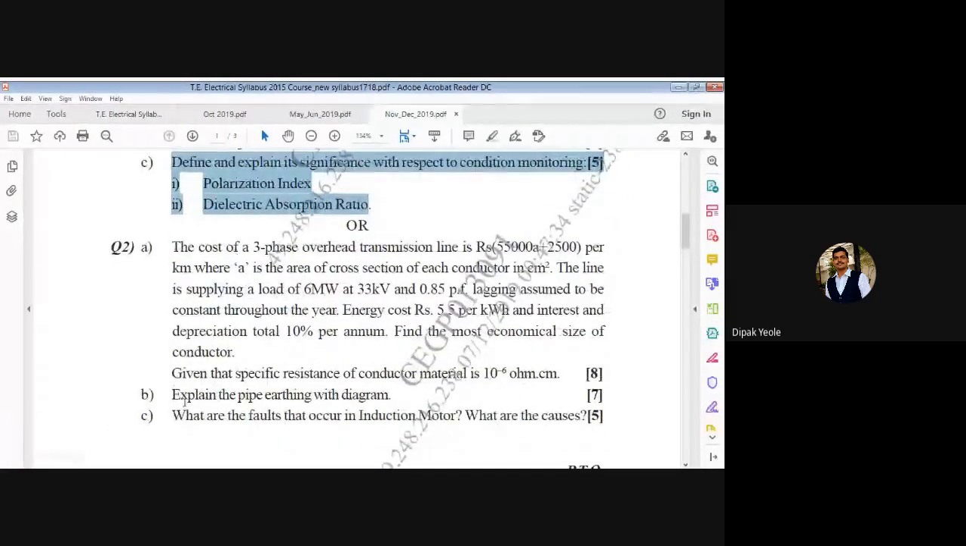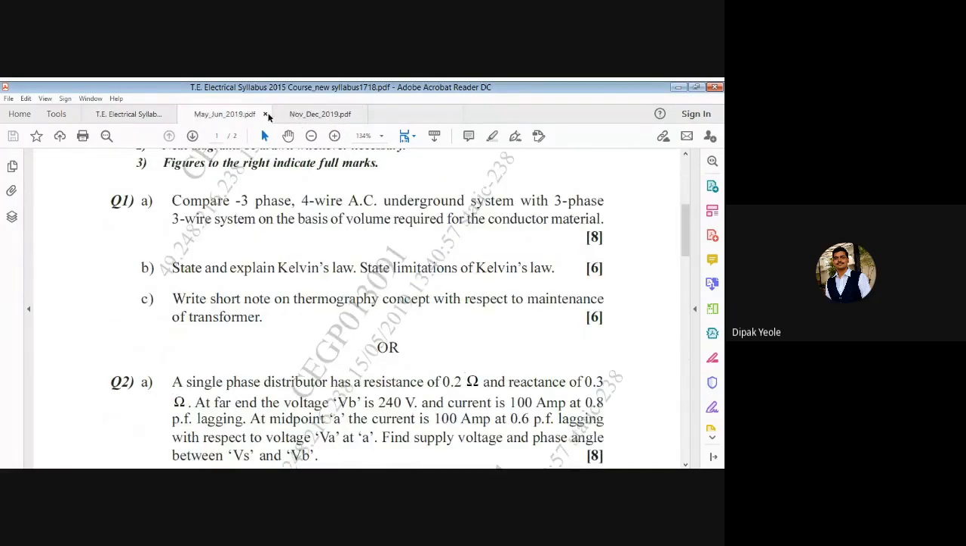And the next question is: explain pipe earthing with a diagram. Again, it is for 7 marks. So one can say in the end semester, this unit carries a weightage of 7 marks, and for in semester, obviously, you are interested in a 10 marks question.